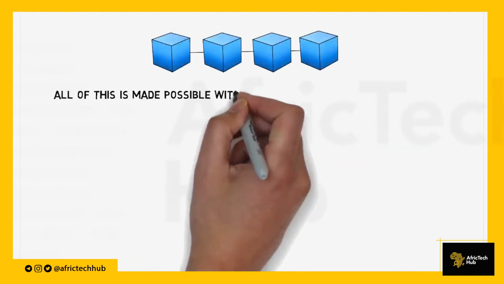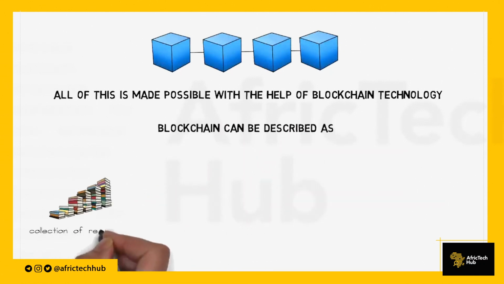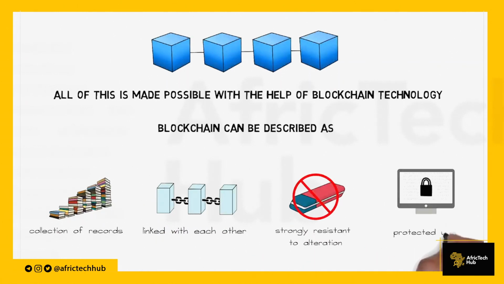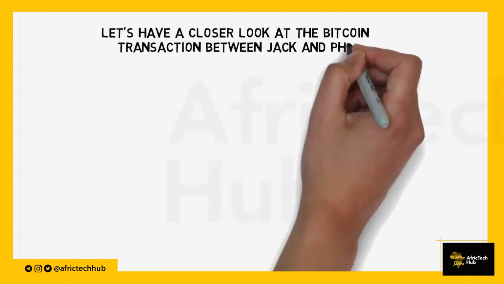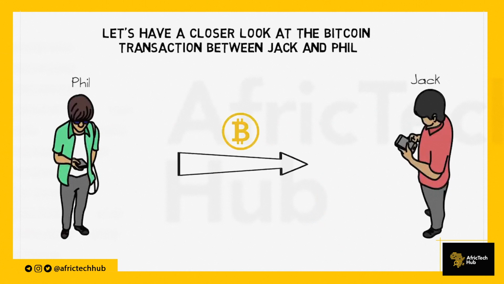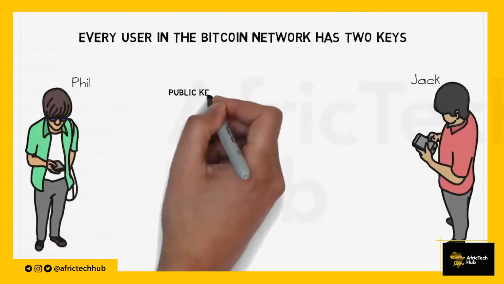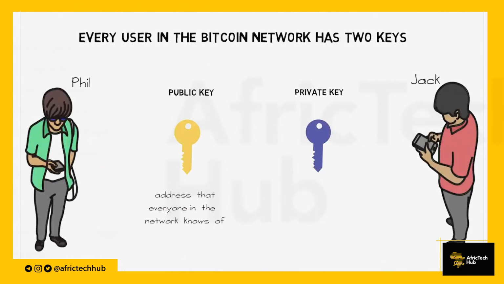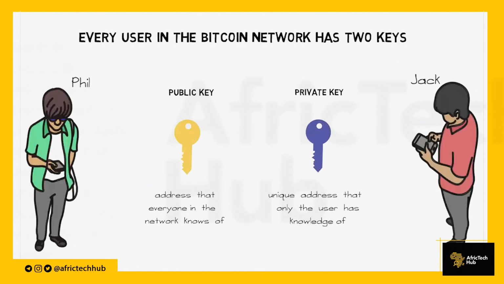All of this is made possible with the help of blockchain technology. Blockchain can be described as a collection of records linked with each other, strongly resistant to alteration and protected using cryptography. Now let's have a closer look at blockchain transactions between Jack and Phil and find out how it works. Every user in the Bitcoin network has 2 keys, a public key and a private key. The public key is an address that everyone in the network knows of, like an email address of a user. The private key is a unique address that only the user has knowledge of, something like a password.